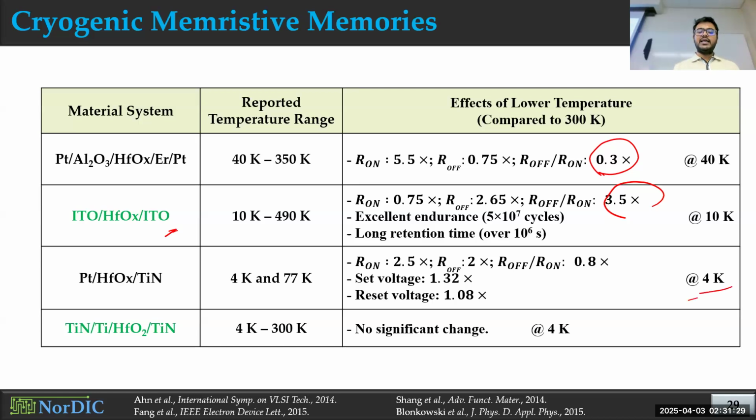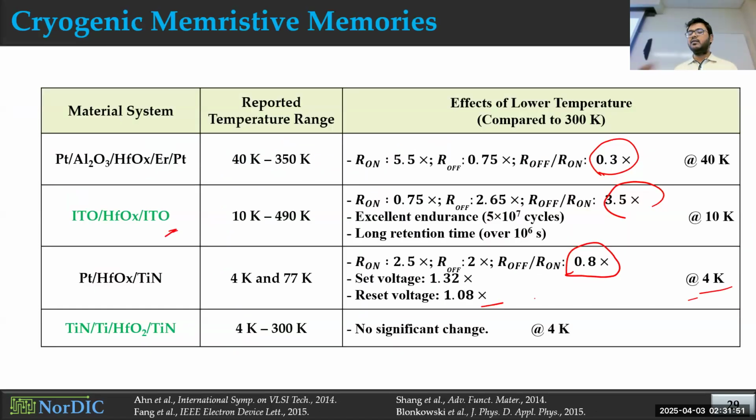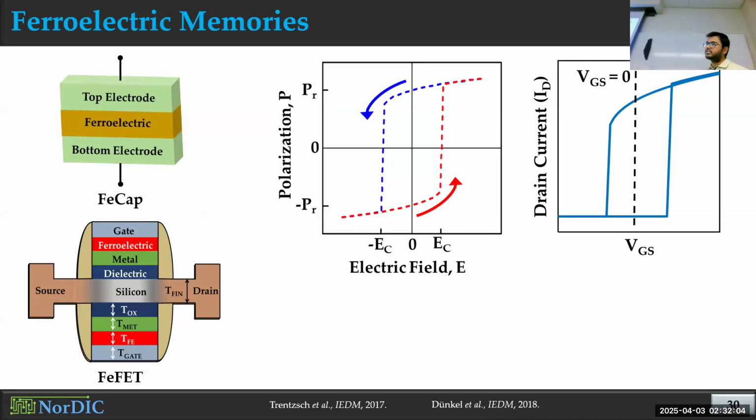Similarly, at 4 Kelvin, you can see again, all the performance metrics become worse. So you see lower on-off ratio, so worse read operation here. And also you see that set voltage and reset voltage both increase. That means if both of these switching thresholds increase, you'll have to use a higher or larger write voltage, right? Compared to the previous case. So you will need higher write power consumption. So if you summarize all this for memristors, if you go to lower temperature, their performance actually becomes worse.